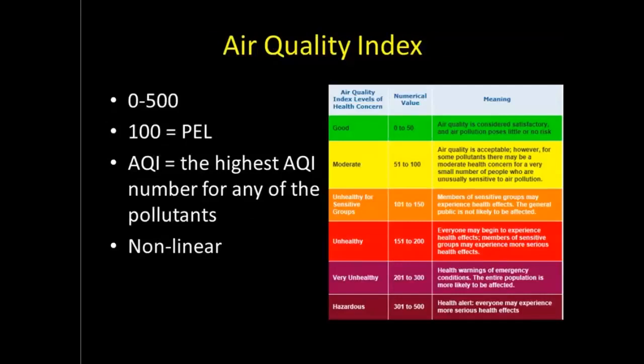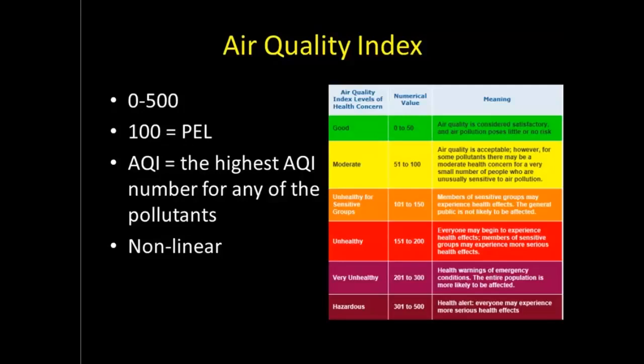What we want is good, and that means there's a numerical value from 0 to 50, and that means that most people don't have to worry about the air quality that day. But as the numbers get higher, first from 51 to 100, they start talking about sensitive populations. So someone with severe asthma or severe COPD may develop bronchospasm from different contents of the air. And this is a scale from 0 to 500.